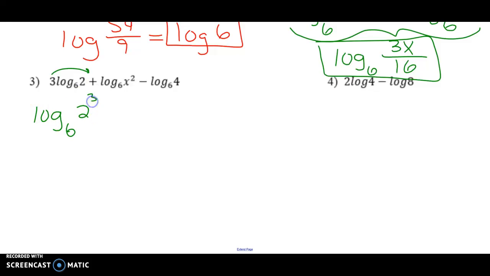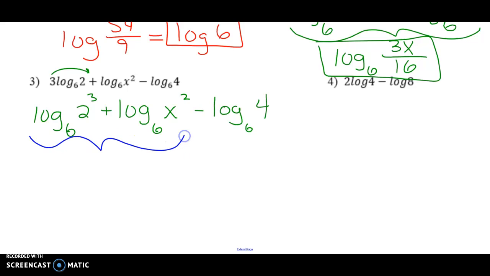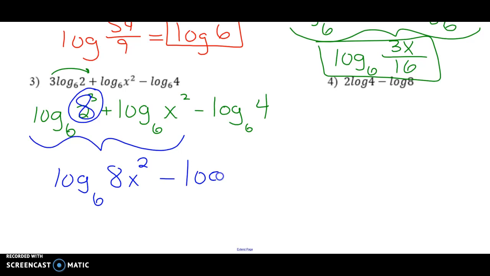So first thing, I always take the exponent up, so that's 2 cubed. Okay, now I'm going to condense these together. What is 2 to the third? 8. So I'm going to do 8 times x squared. So it's log base 6 of 8x squared minus log base 6 of 4.